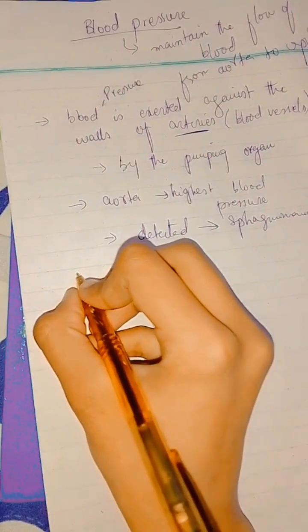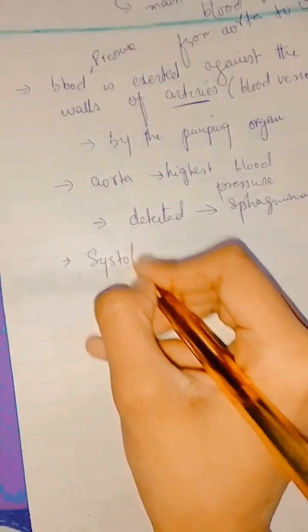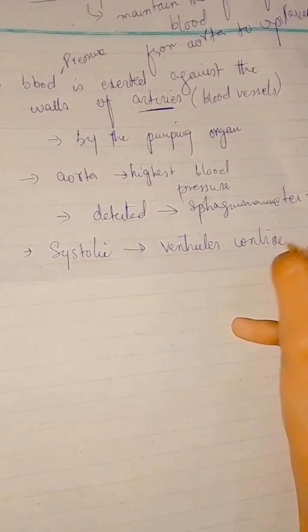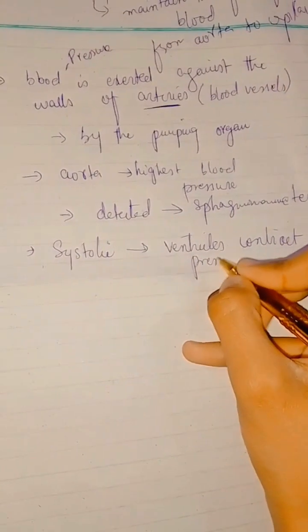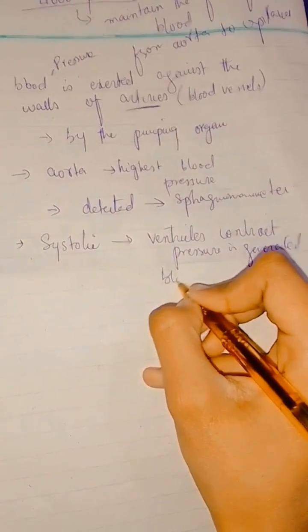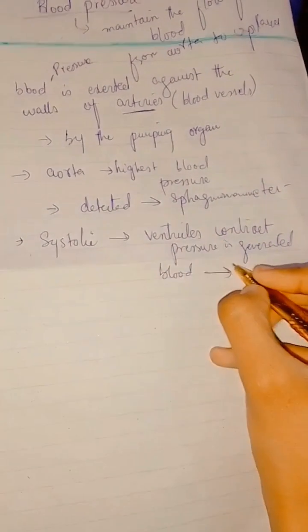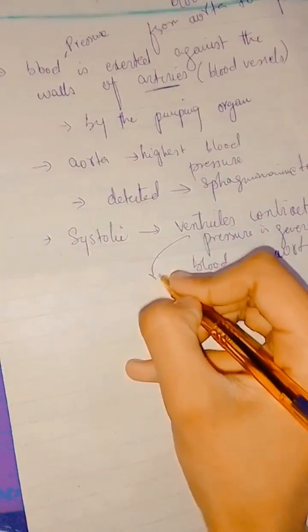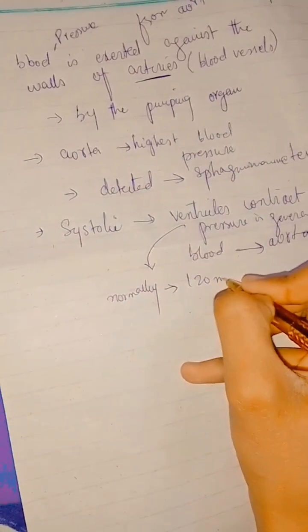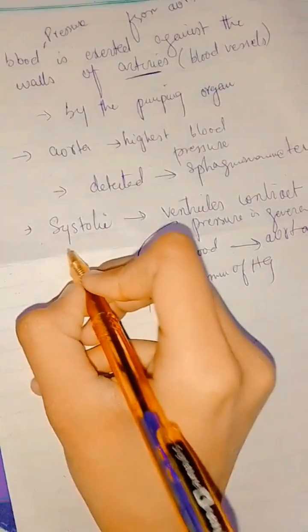Now there are two types of pressure. One is systolic pressure. Systolic pressure means when the ventricles contract, the pressure is generated, and the blood moves from the ventricle to the aorta. Normally, the systolic pressure is 120 mm of Hg.